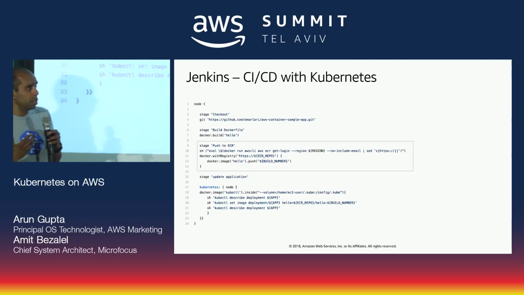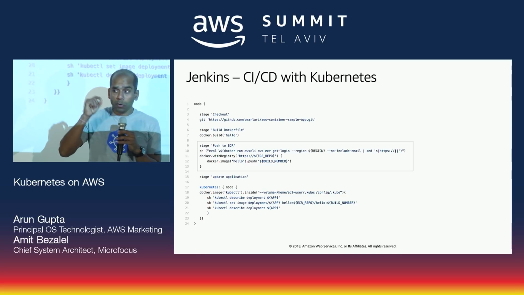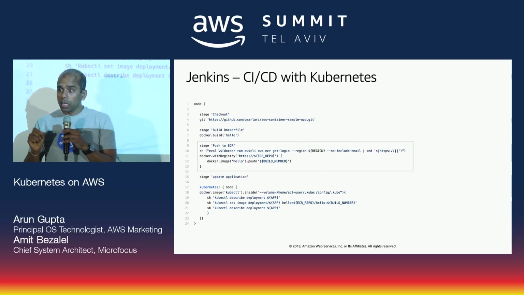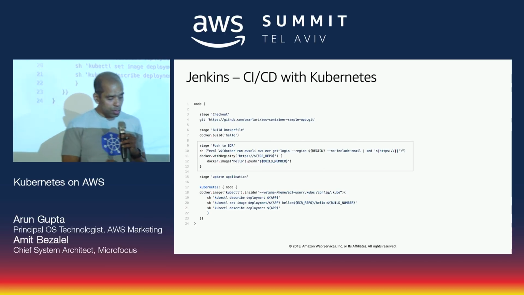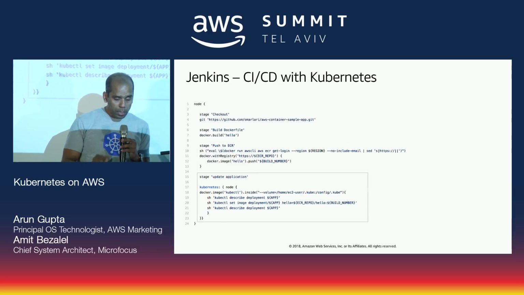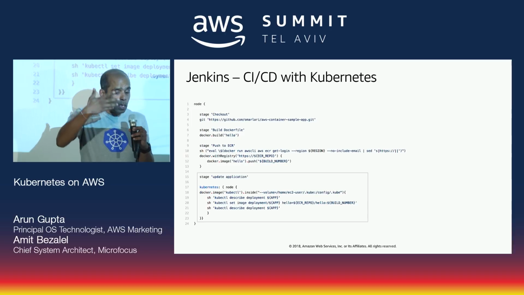Whether it's Docker Hub, ECR, or whatever your public repo is, once again, you have to make sure that your credentials are configured accordingly so that the slave has the right privileges to be able to push to that registry. And last but not the least, you use the standard Kubernetes primitives to say, all right, I'm ready to actually do the deployment.